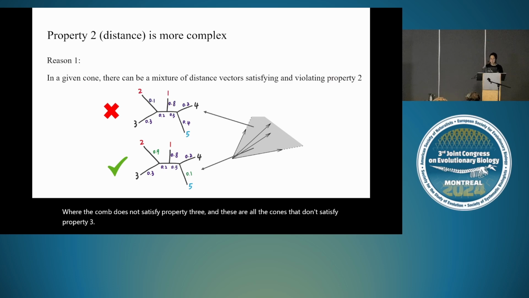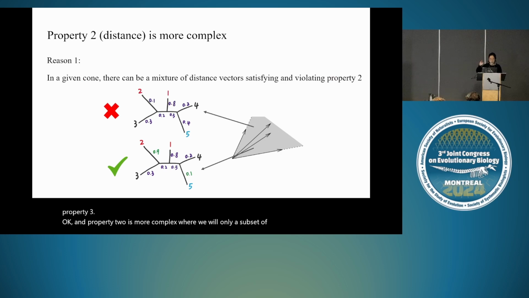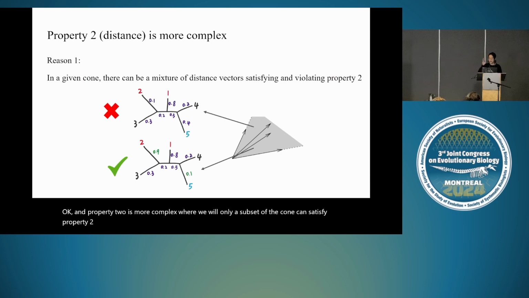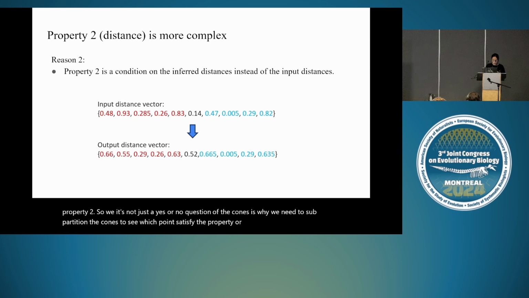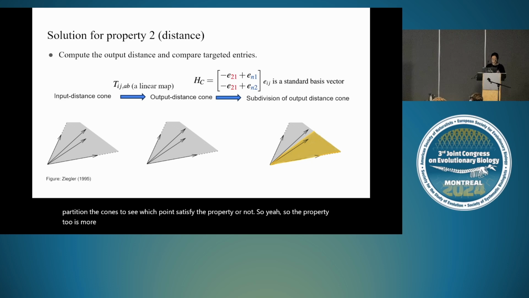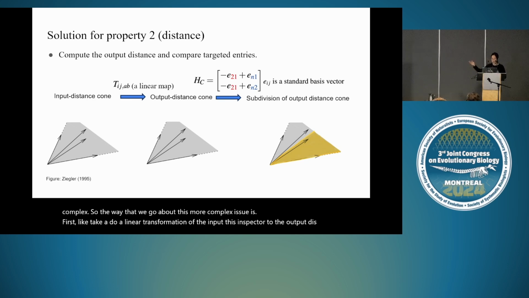Okay, and property 2 is more complex, where only a subset of the cone can satisfy property 2. So it's not just a yes or no question of the cones. It's more like we need to subpartition the cones to see which points satisfy the property or not. So the way that we go about this more complex issue is first to do another linear transformation of the input distance vector to the output distance vector, and then finally we want to do the comparison to get property 2.